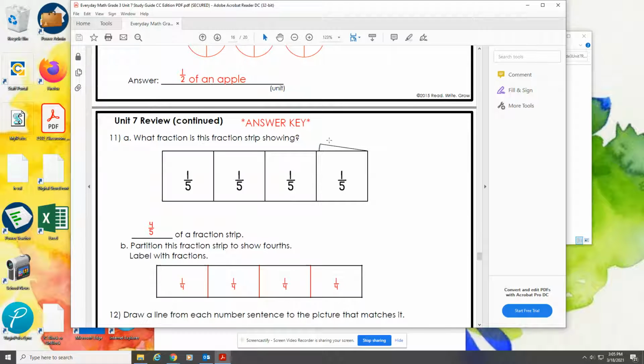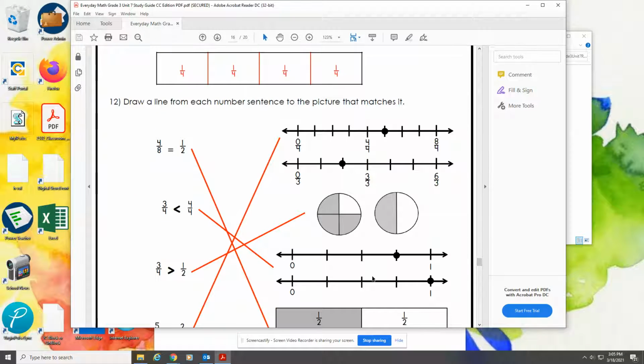1, 2, 3, 4. And tucked behind there is the fifth 1/5. But it is only showing 4/5. Partition this fraction strip to show fourths. 1, 2, 3, 4. Four equal parts. Label with the fractions. 1/4, 1/4, 1/4, 1/4. Draw a line from each number sentence to the picture that matches it.